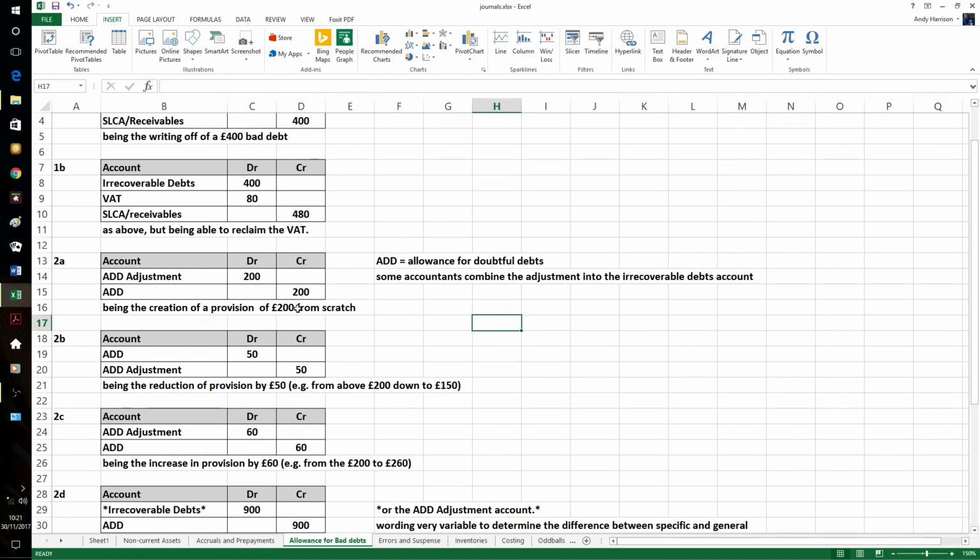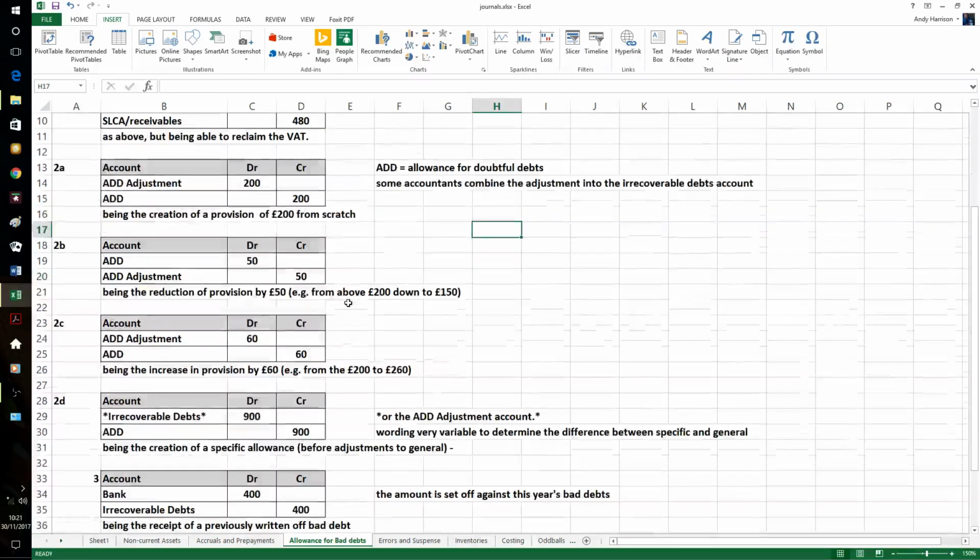Then adjustments, so these are the ones that go wrong. Adjustments account go into profit and loss. Allowance for doubtful debts is taken off the receivables. So this is one being created from scratch, our first step. Credit allowance for doubtful debts, debit the adjustment account. And then if we reduce it the following year, so we had it at £200, this is us reducing it, taking it down from £200 to £150, so that's now sundry income in our adjustment account.